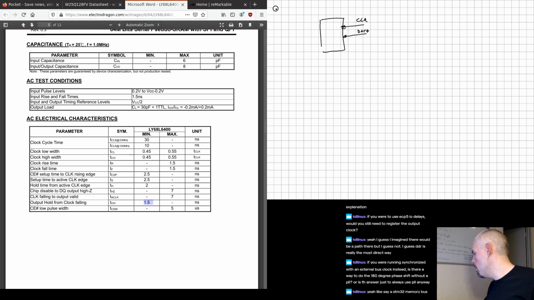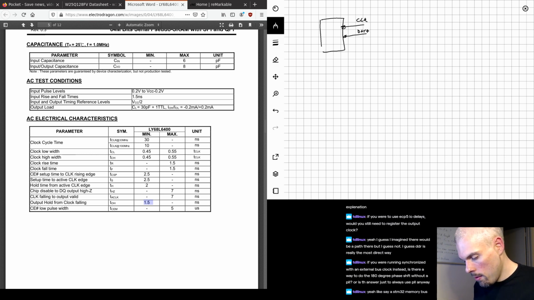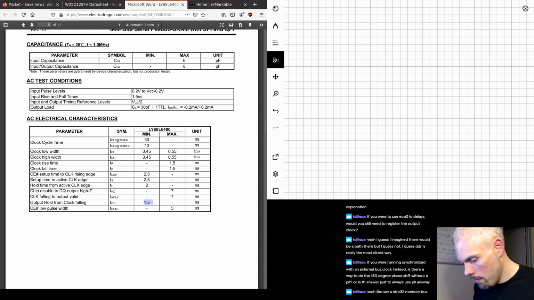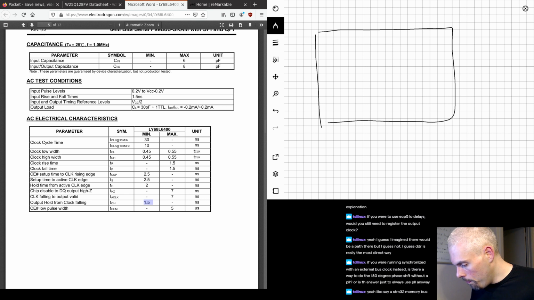Okay, I'm not familiar with the STM memory bus, but same idea, I'm guessing. Well, you have several considerations with that. Let me actually draw that bigger because it's gonna take some. So that's your data bus, and it goes to an IO flip-flop, right?